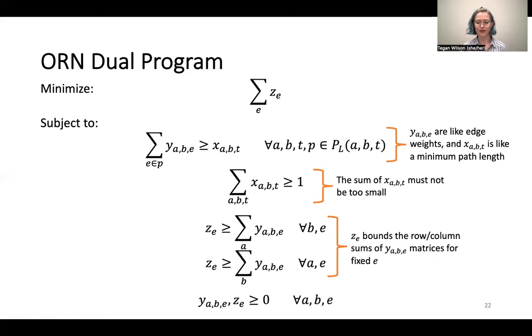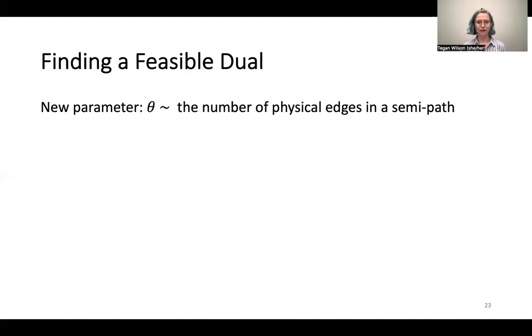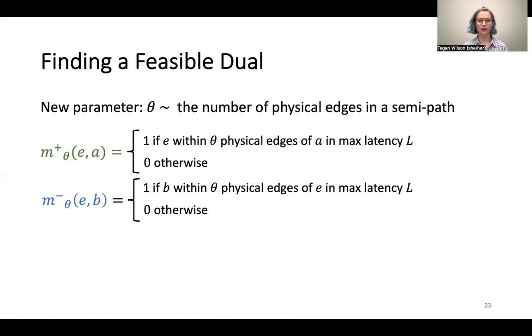So how do we do all of this? We start by defining a new parameter, theta. Theta you can think of as just the number of physical edges in a semi-path. And we'll define two functions, M plus and M minus, that depend on theta, a particular edge E, and either node A or node B. M plus sub theta of E and A is 1 if that edge E can be reached from A using a path of maximum latency L and theta physical edges or less. Additionally, M minus sub theta of E and B is 1 if B is reachable from edge E using a path of maximum latency L and theta physical edges or less. And they're both 0 otherwise.